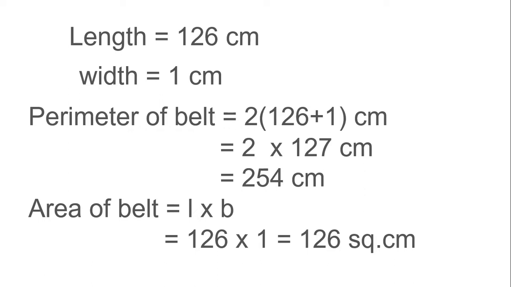So there is a belt. There is a lengthy belt with 126 centimeter length, 1 centimeter width. So L is 126, B is 1. So perimeter will be 2 into (L plus B). 2 into (1 plus 126). That is 254. 127 into 2. This 254 is the perimeter of the belt, which is very lengthy.